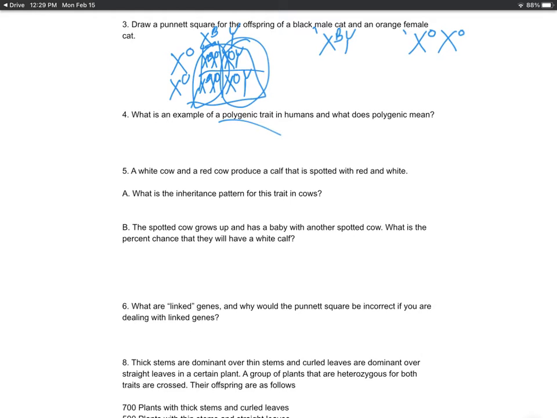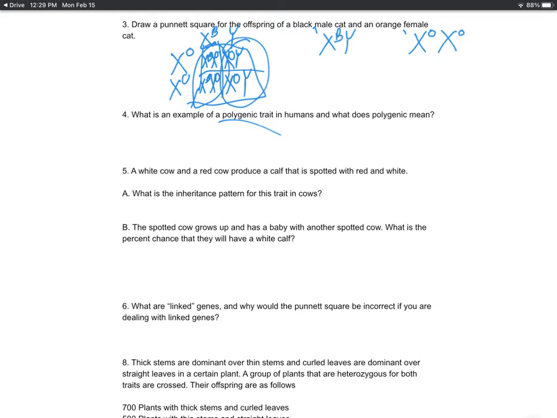Polygenic traits in humans, some examples include skin color, eye color, there's others, height, anything that has like a lot of variation is probably a polygenic trait, and a lot of traits are polygenic, just meaning that more than one gene is controlling that trait.